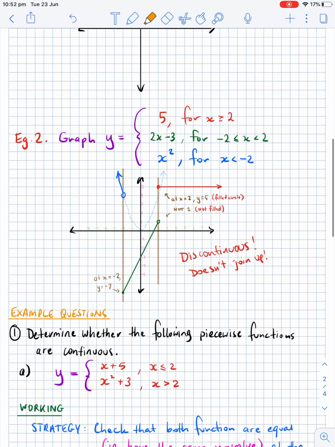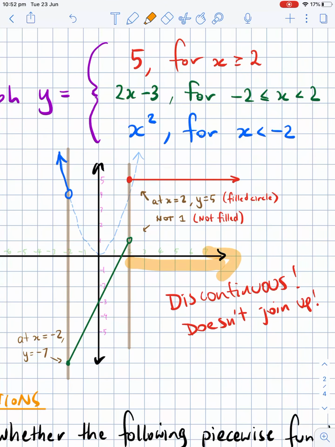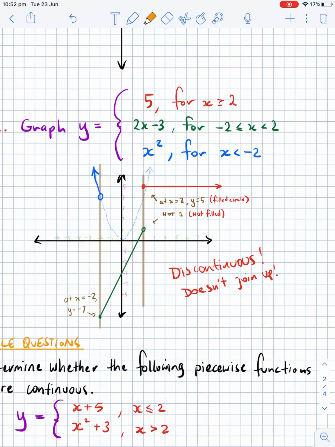Okay, example 2. This is another example of a piecewise function. It has 3 parts to it, which is perfectly fine. And you'll notice that this is a discontinuous graph, and the reason is because I've graphed each of these functions at their right spots. So the graph of 5 is a horizontal line, which goes through the y-intercept of 5, but this is only for x being greater than or equal to 2. So that's only when our x is above this 2 here. So that's why we've got this line just for that section.